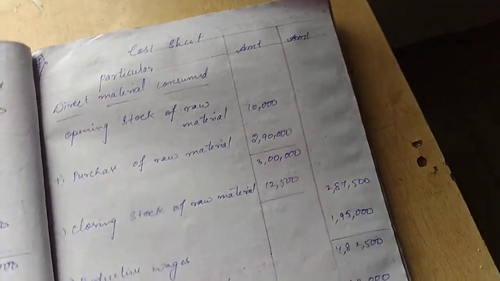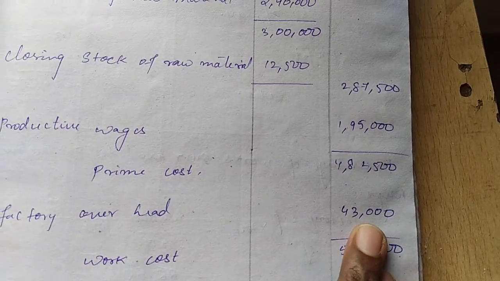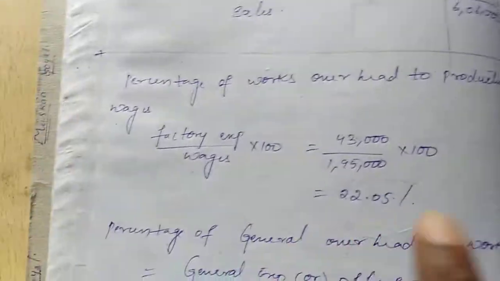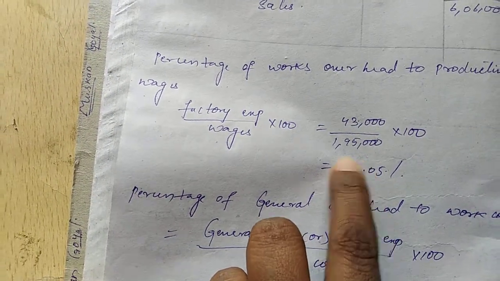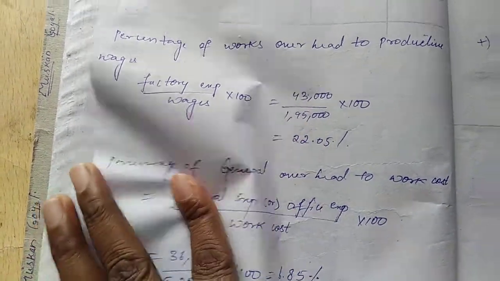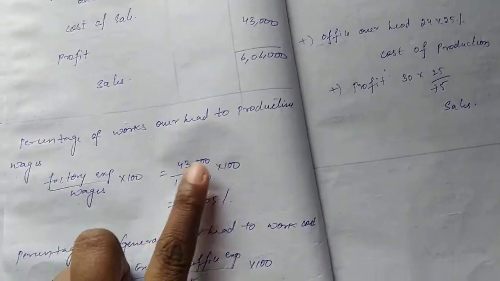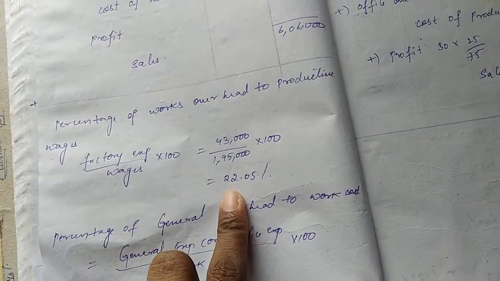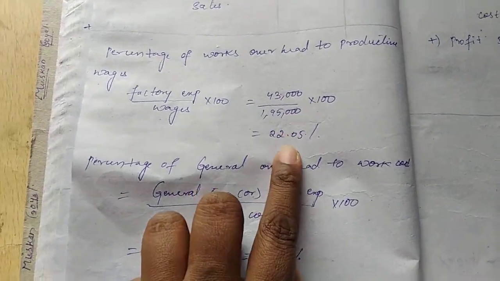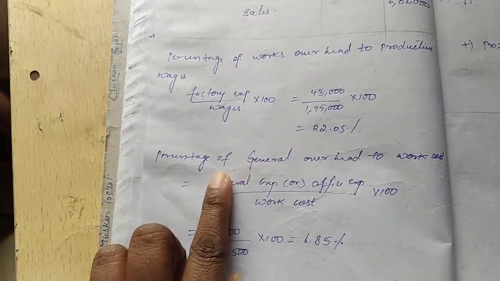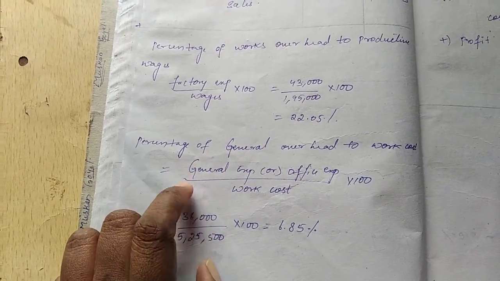So factory expenses or factory overheads is how much here? 43,000. So 43,000 divided by wages. How much wages has he given in the question? 1,95,000 he has given as wages. So factory expenses divided by wages into 100. So what percentage do we get here? 22.05%.